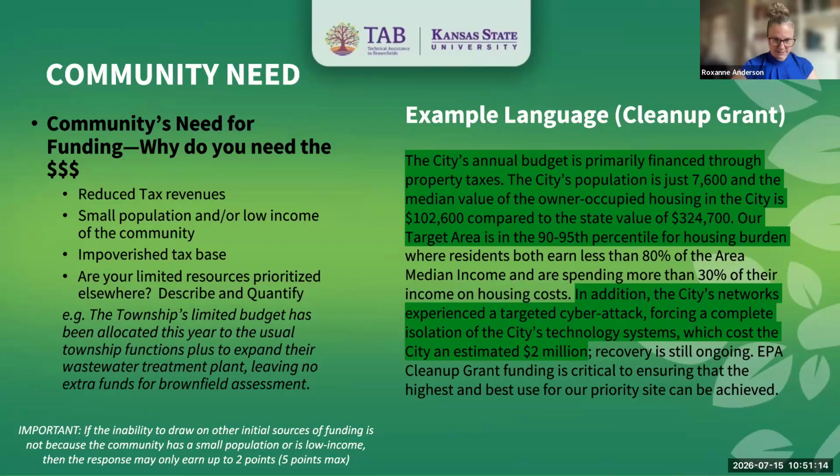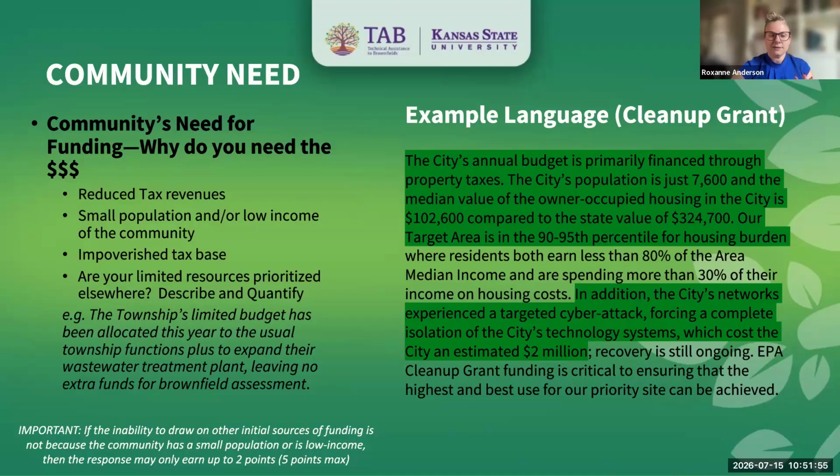So take it one step further from that and tell the reviewer where your existing resources are already going. If your community has a $10 million budget, a reviewer may look at that and think, why can't they pay for phase one or phase two? Your job is to explain that 9.8 million of that budget is already committed to essential services, infrastructure, water and sewer improvements, public safety, whatever is true for your community. So looking at the example here, it doesn't just say the city has limited funding. It gives the population, housing values, and housing burden, and then explains that the city experienced a cyber attack that cost them $2 million and set them back.